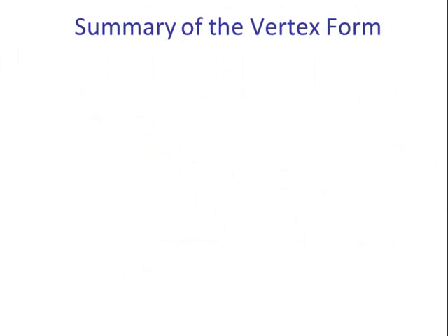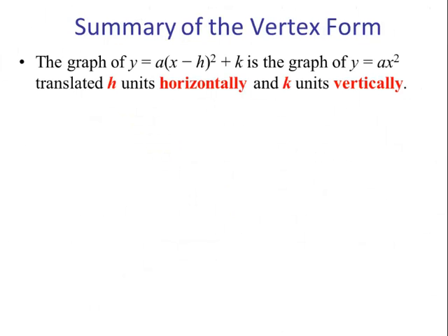Summary of the vertex form. The graph of y = a(x - h)^2 + k is the graph y = ax^2, translated h units horizontally and k units vertically.